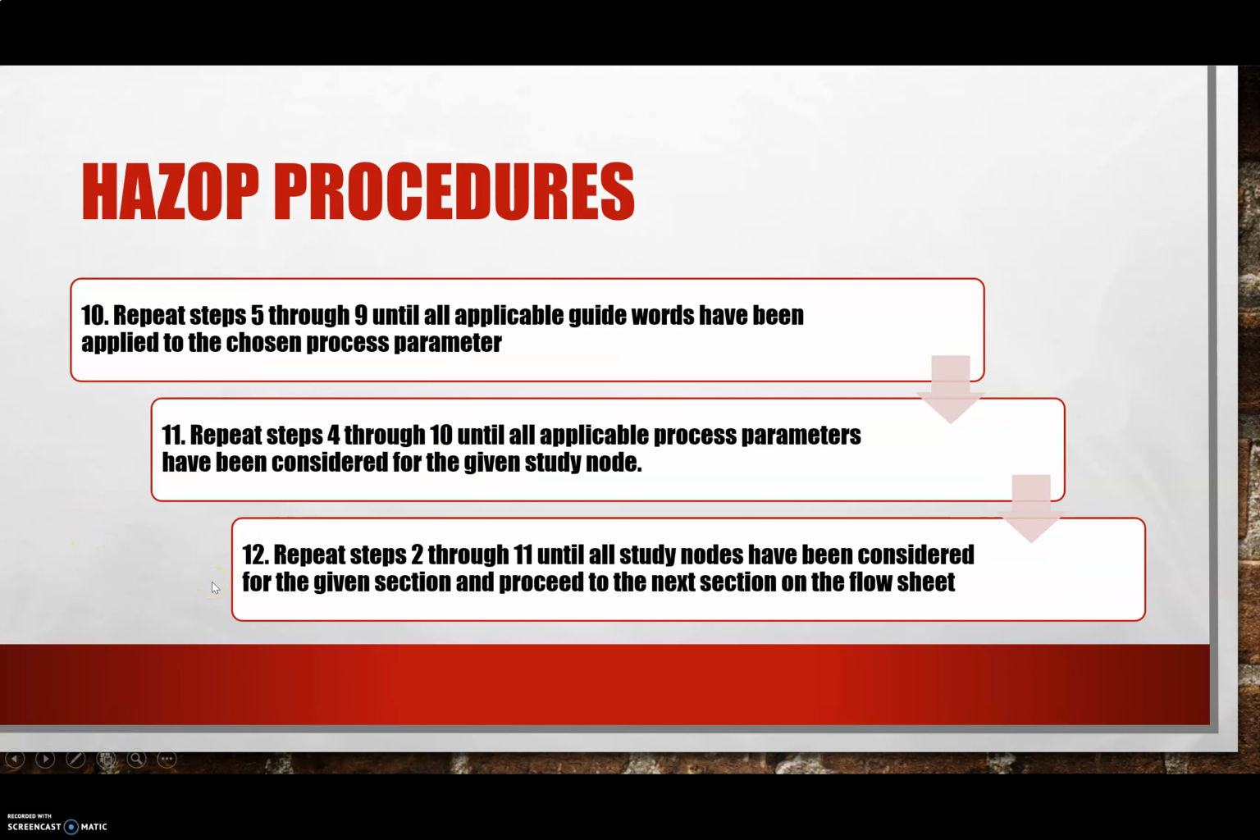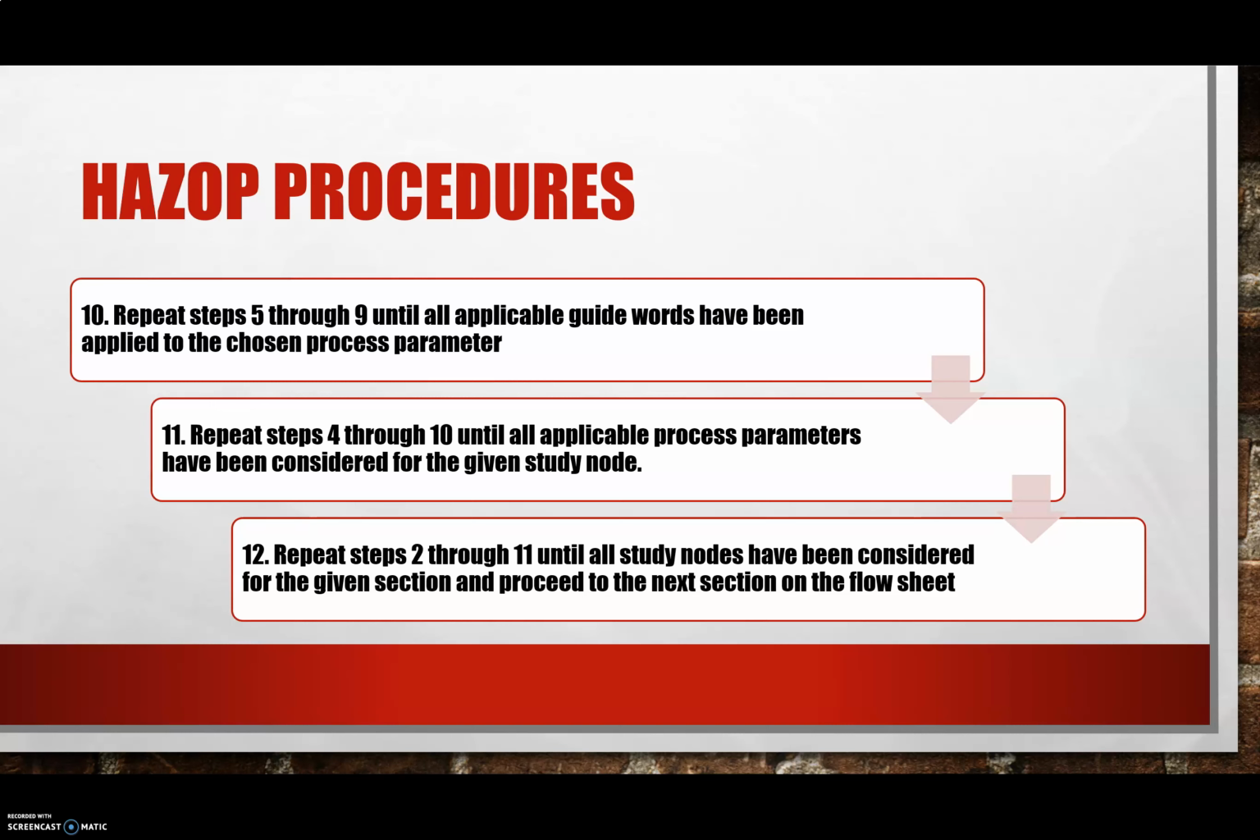Then you repeat steps 5 until 9 until all the applicable guide words have been applied to the chosen process parameters. Then you go back and repeat step 4 until step 10, until all applicable process parameters have been considered for the given study node. And finally, you repeat step 2 until step 11 until all study nodes have been considered for the given section, and proceed to the next section of the flowsheet. So basically steps 10, 11 and 12 just highlight that you need to repeat all the procedures.